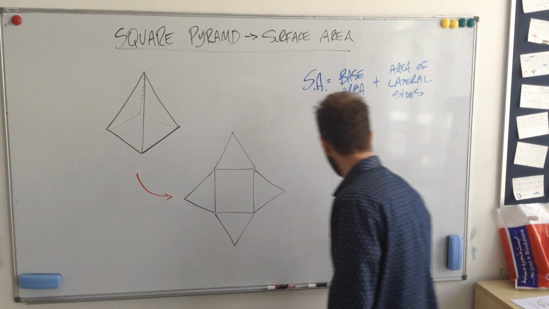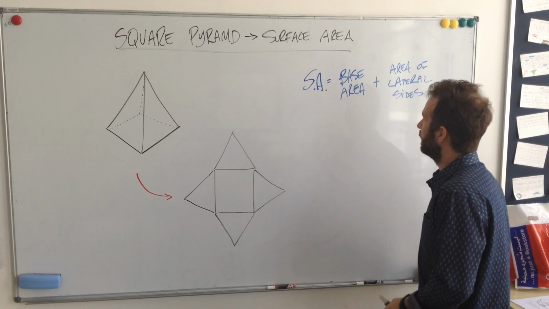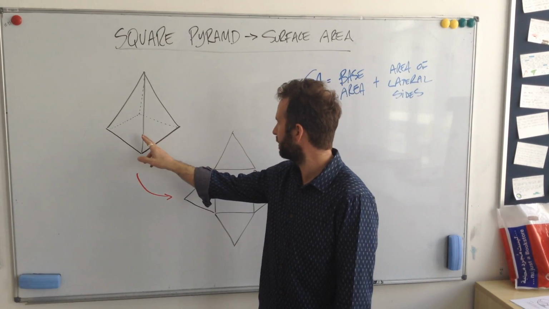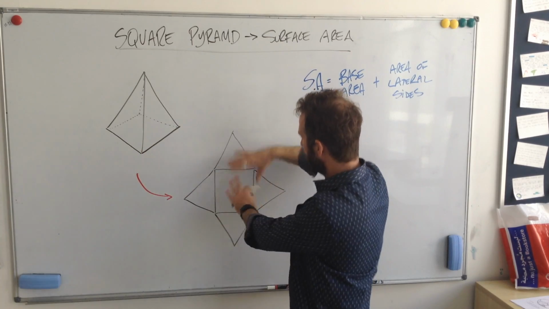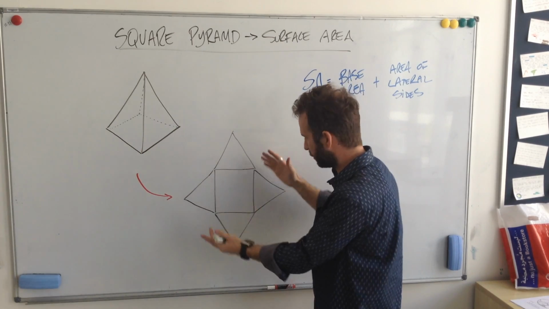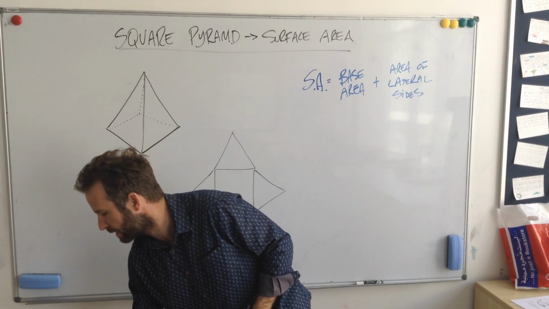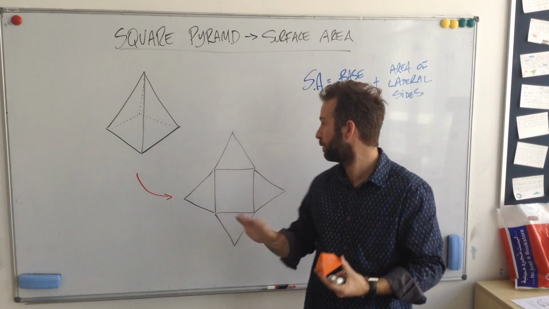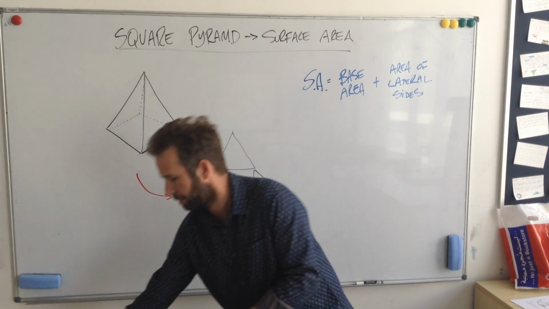So, let's take a look at the surface area of a square pyramid. Now, what I've done here is I've taken this and I've broken it out into its net. So essentially, I've taken those four sides, taken all the little bits of tape off, and folded them back out so that I can see it as this.